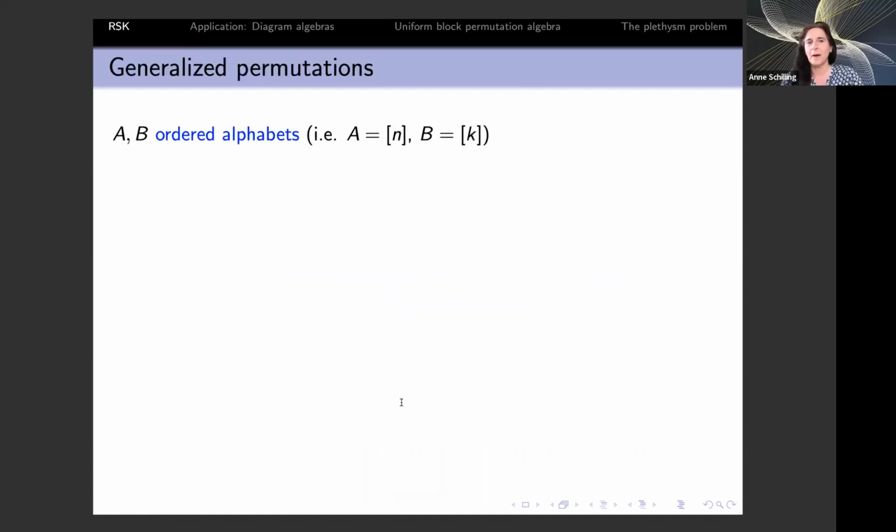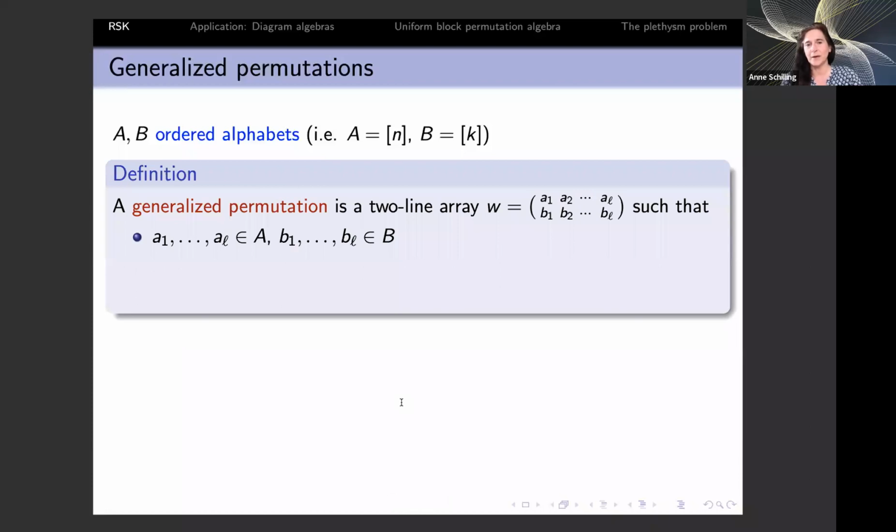Let me begin by telling you what I mean by a generalized permutation. In this setting, you have two ordered alphabets, A and B, for example the letters from 1 up to N and the letters from 1 up to K. They are ordered, because 1 is smaller than 2, is smaller than, and so on, is smaller than N. A generalized permutation is a two-line array where we take letters from the first alphabet A in the top row and letters from the second alphabet in the bottom row, and we want the top row to be weakly increasing.